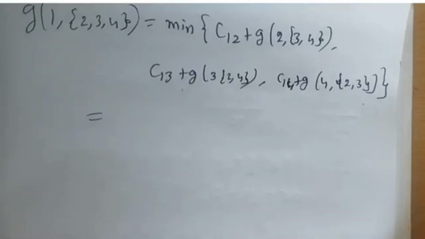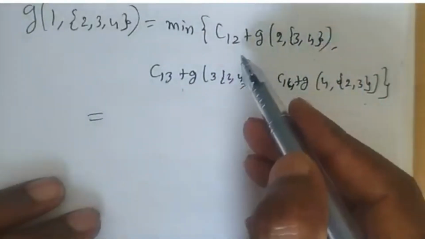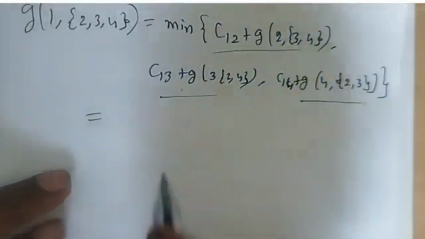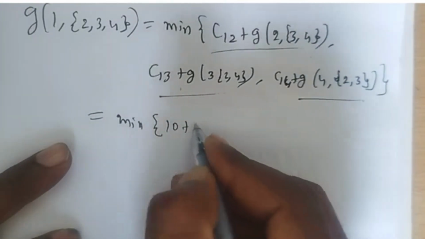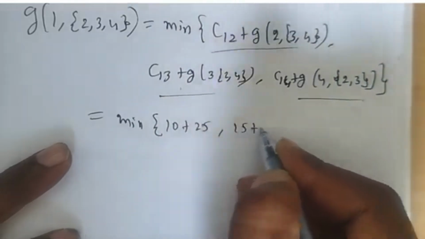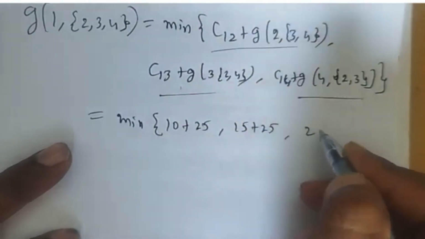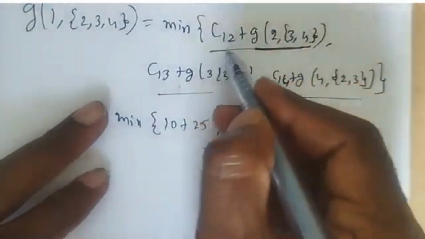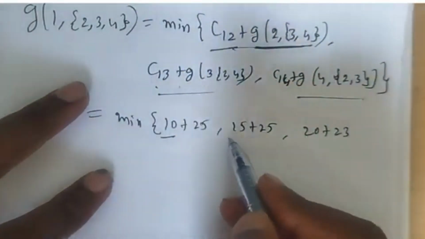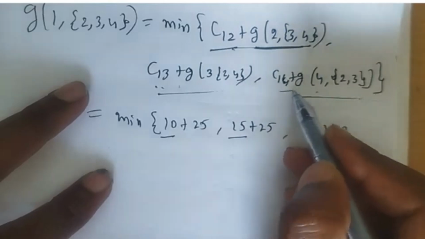So what we got? We know the complete equation. Now we have to write all these values in a single equation. Those three parts I have to implement here. These are the C values and G values. If you implement this, what will we get? The final answer is minimum of 10 plus 25 comma 15 plus 25 comma 20 plus 23. We got these values, where C12 is 10, C13 is 15, C14 is 20.